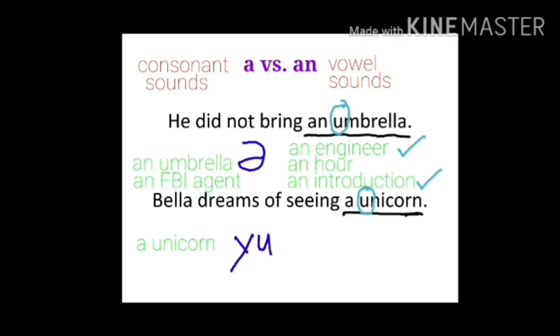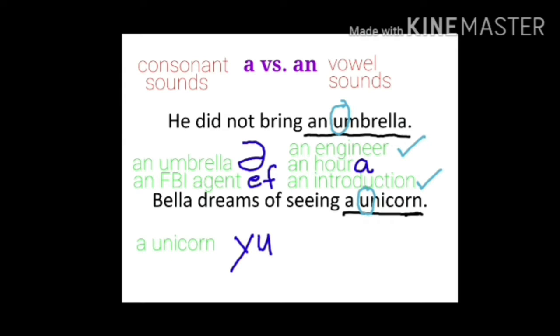For the words hour and FBI, although they start with a consonant letter, they actually begin with a vowel sound. Hour starts with an A sound, and FBI starts with an F sound. They start with vowel sounds.